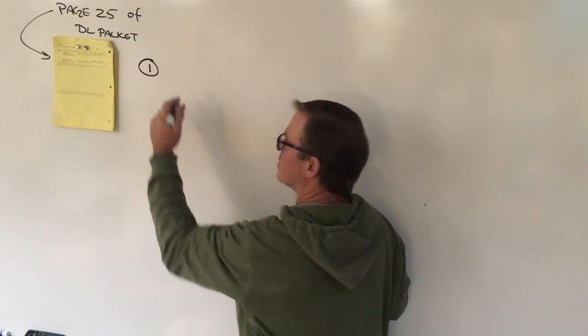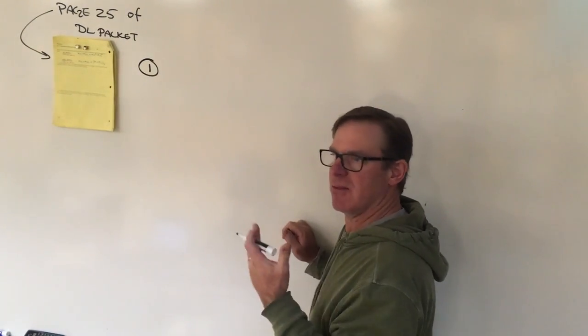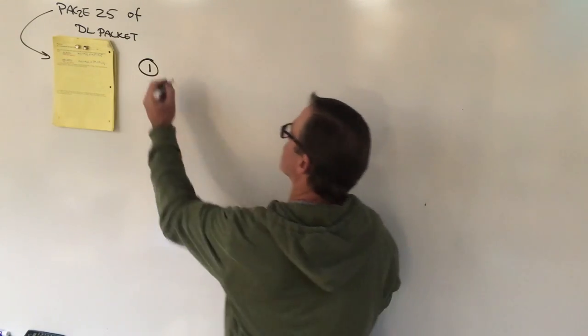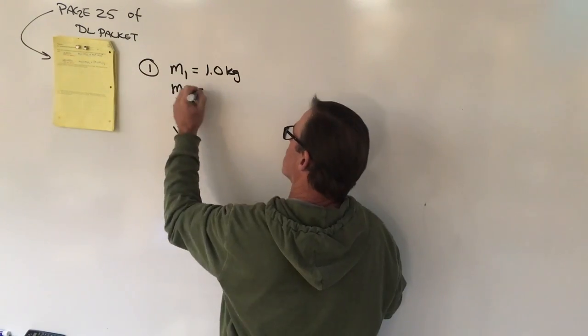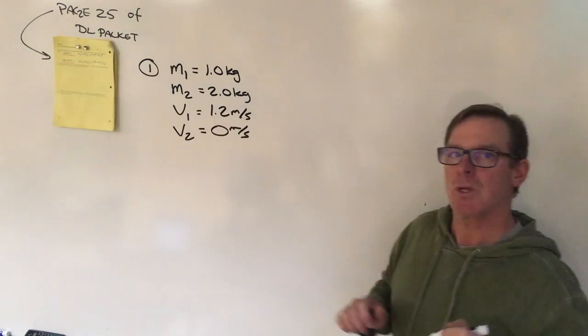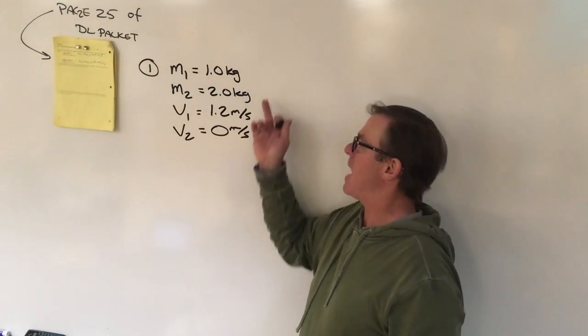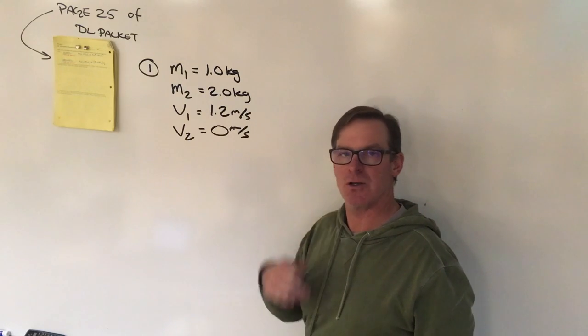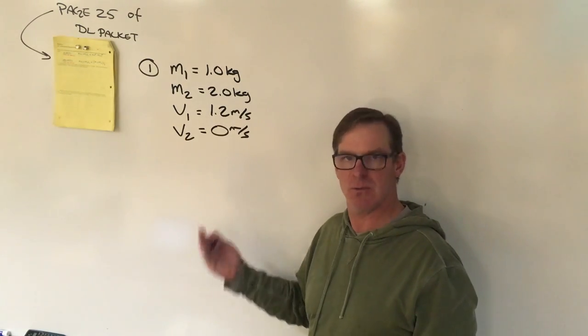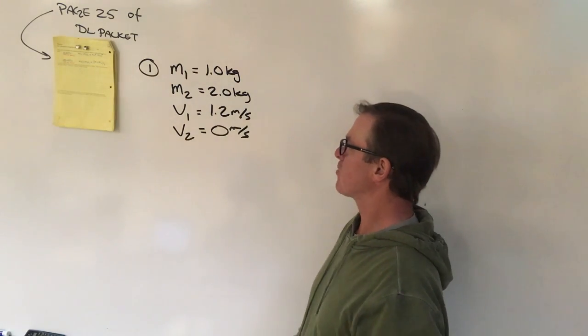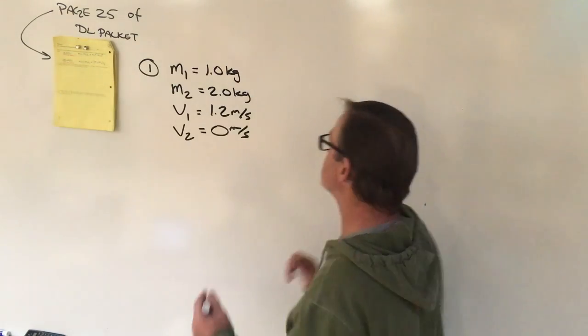So I'm going to make a list with M1, M2, and the velocities that I'm given. These are the masses and velocities of the two balls to begin with. If we read the problem again, we see that's the case. I'm also going to draw a picture.